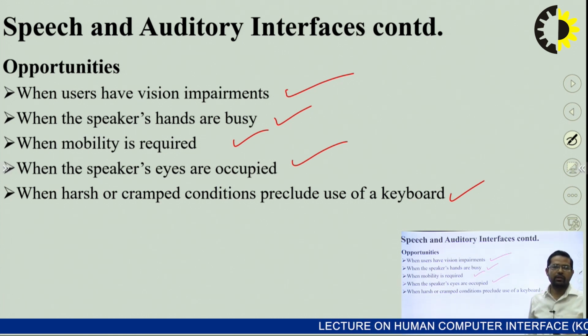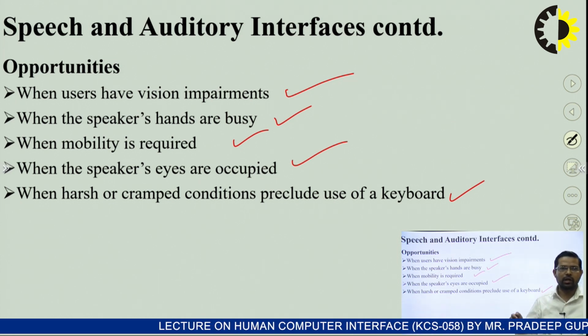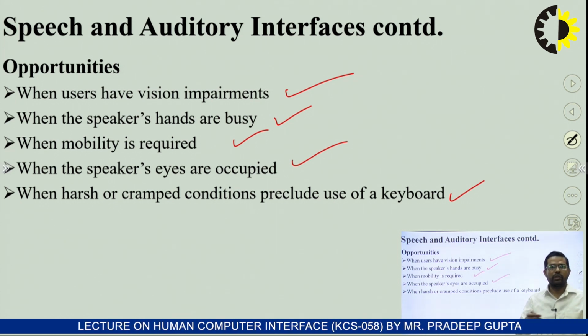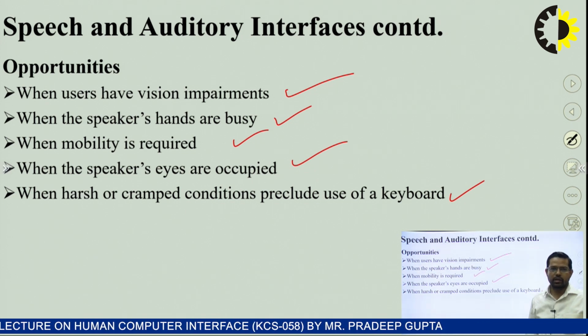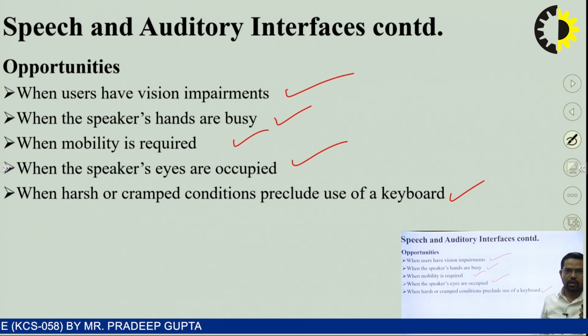So these are some opportunities, usually for visually impaired persons, or when the speaker's hands are busy, for example when we are traveling in a car and just give a command to call a person. In these places, speech and auditory interfaces are necessary.